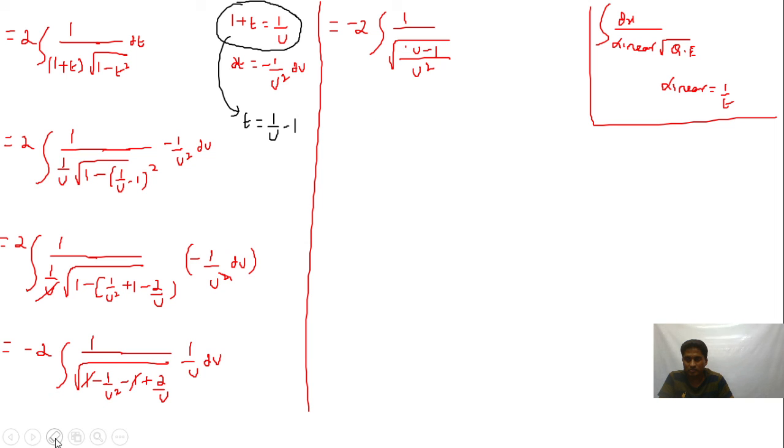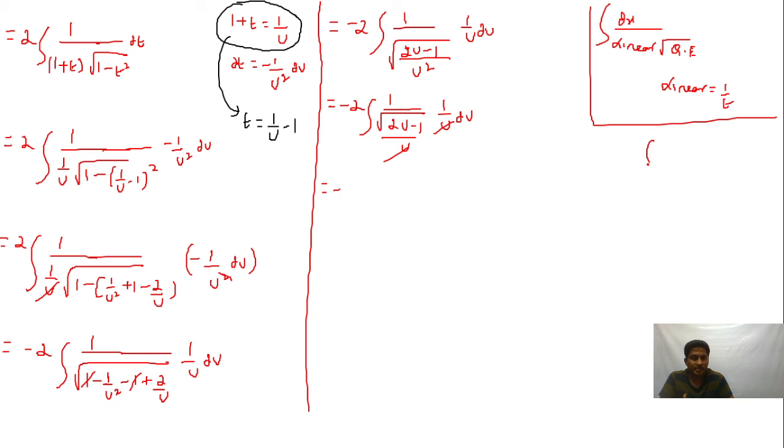Okay, so this is 2 into u minus 1, and then you get this is 1 by u into du. Anyways, this is equal to minus 2, integration of 1 divided by root of 2u minus 1 divided by u. U square you take outside the root, 1 upon u and du. So anyways this will get cancelled.